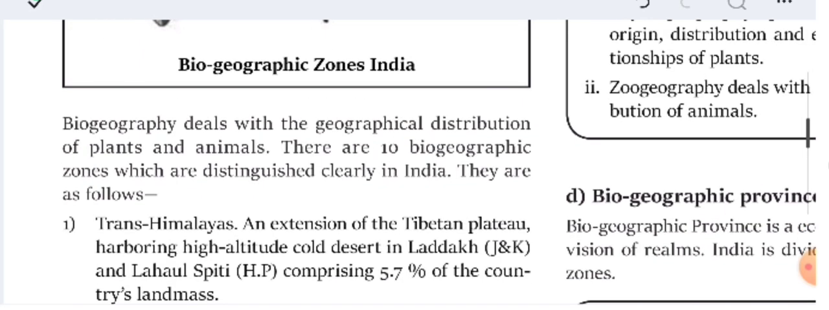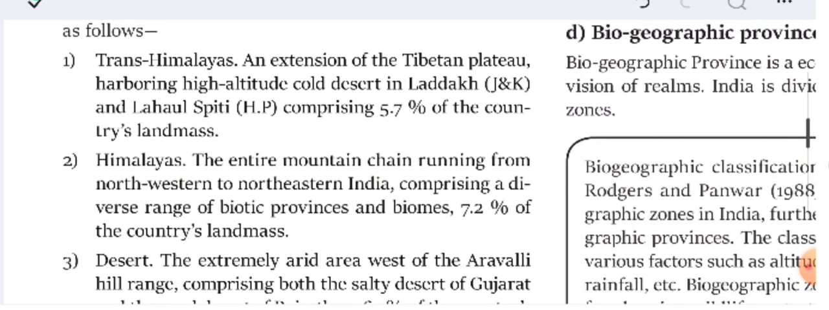Biogeography deals with geographical distribution of plants and animals. Okay, so biogeography deals with geographical distribution of plants and animals. There are 10 biogeographic zones which are distinguished clearly in India. They are as follows. So first is Trans Himalayas, an extension of Tibetan plateau harboring a high altitude cold desert in Ladakh and Lahul Spiti, that is Himachal Pradesh, comprising 5.7% of country's landmass.